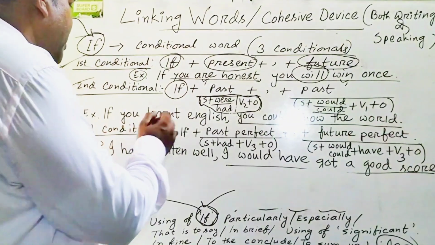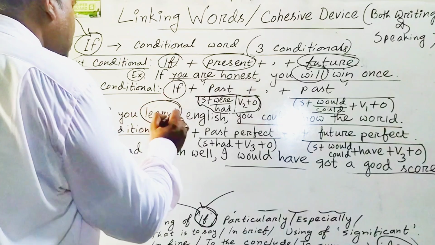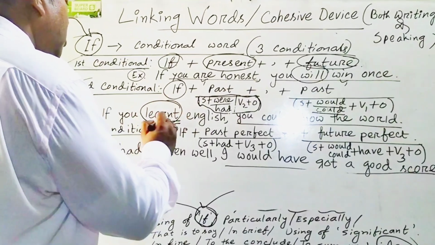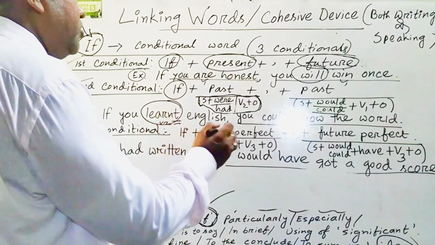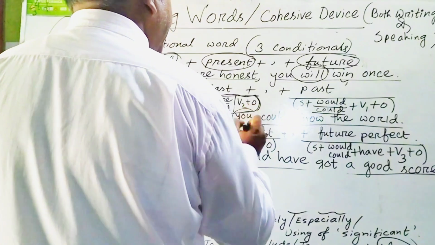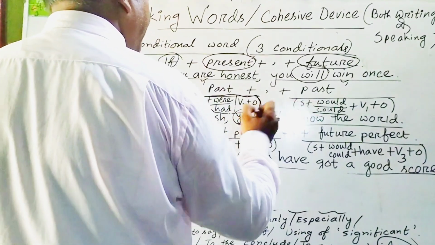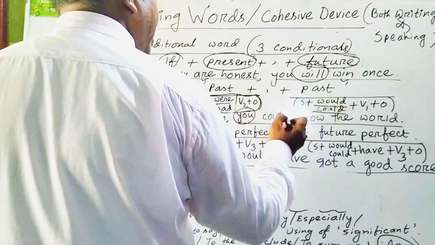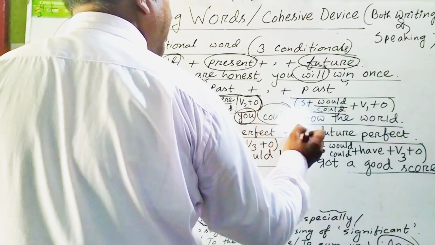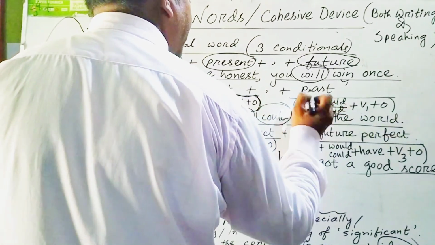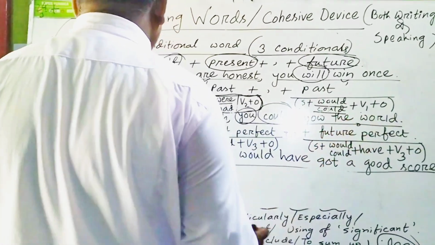Suppose the illustration: If you learned English. "Learn" না লিখে আমরা কি করেছি? Learned বসিয়েছি, past tense. So here the verb is past tense and you have to use here the subject. Would, should, could, might, any one of the modal auxiliaries. Then verb one is written here, and this is the objective verb.